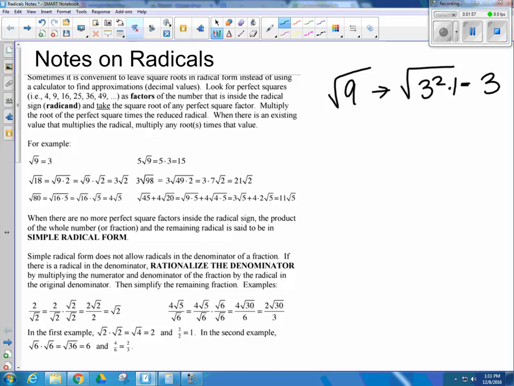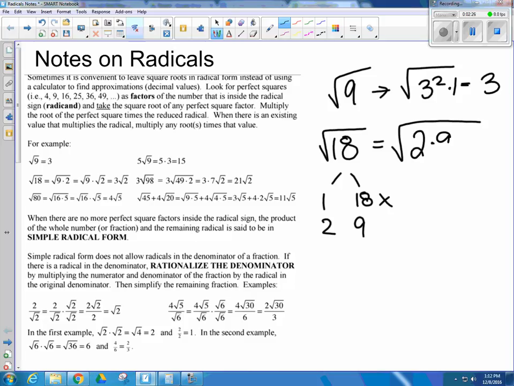Let's look at the square root of 18. I know it might sound a little confusing right now, but hopefully this step will work. I want to find factors of 18, so I could go through my list. 1 and 18, none of these are perfect squares. 2 and 9: 2 is not a perfect square, but 9 is a perfect square. So I'm going to rewrite the square root of 18 as the square root of 2 times 9.